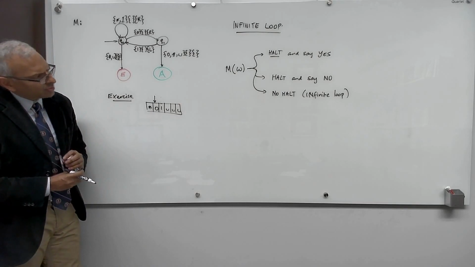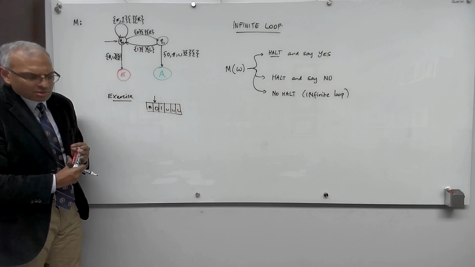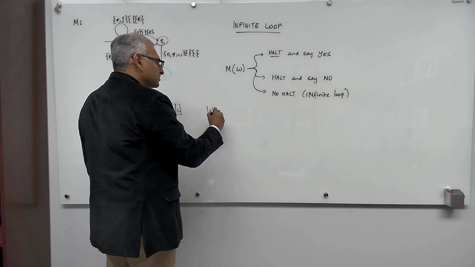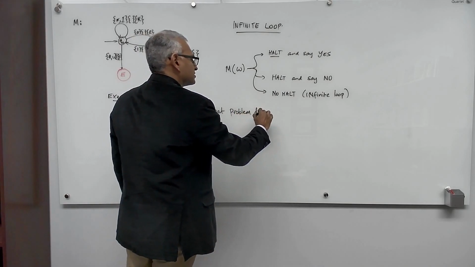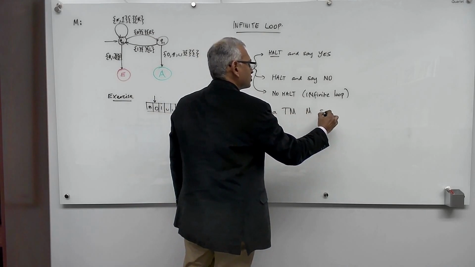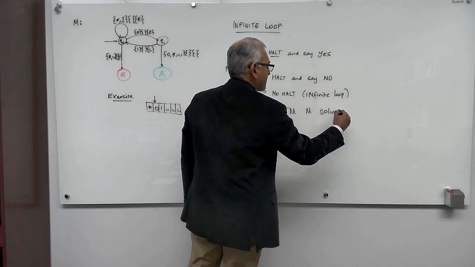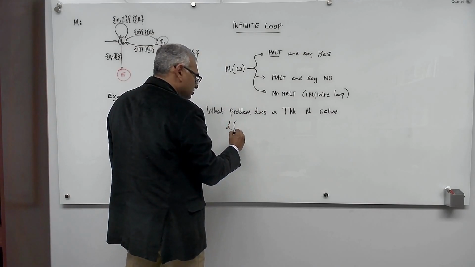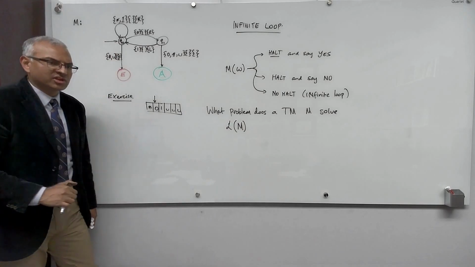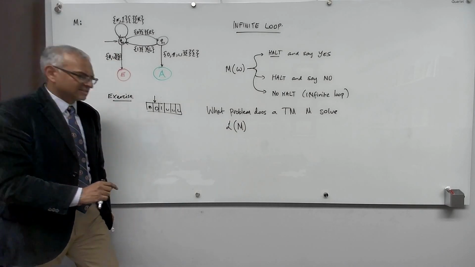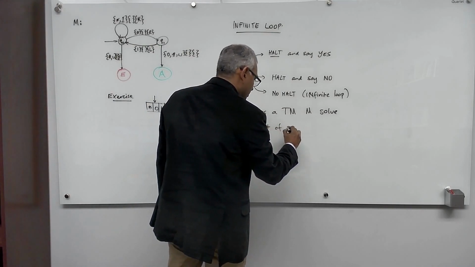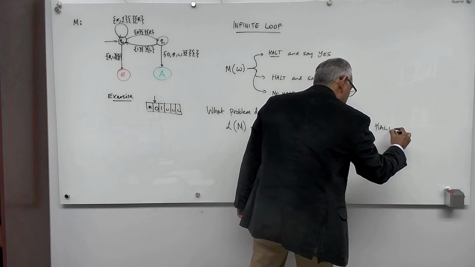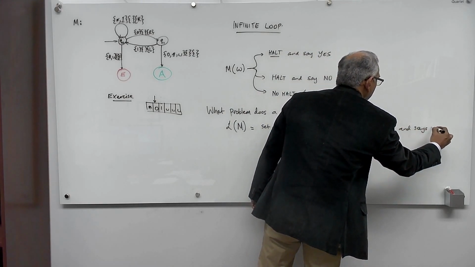And so this leads us to the definition of what problem does a given Turing machine solve? So given the possibility of infinite loop, what problem does a Turing machine M solve? So we say that the problem solved by a Turing machine, and we call that the language solved by the Turing machine, is the set of strings for which the Turing machine halts and says yes.